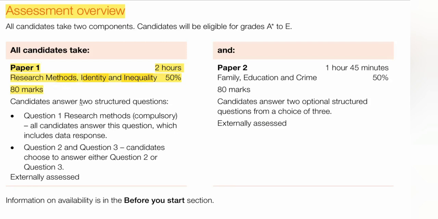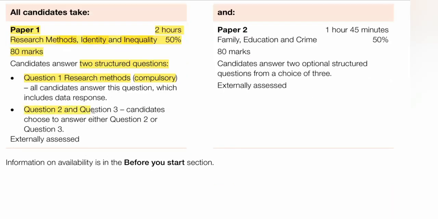In paper 1, students are required to attempt 2 structured questions, for which question number 1 is compulsory, and it comes from the chapter research methods. For question number 2 and 3, you have a choice to make. You can either pick question 2 or you can pick 3, depending on your interest and your preparation.